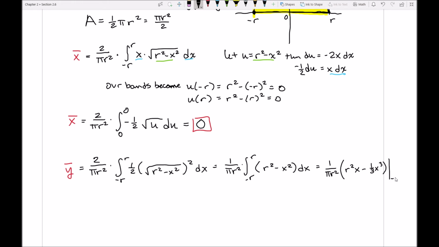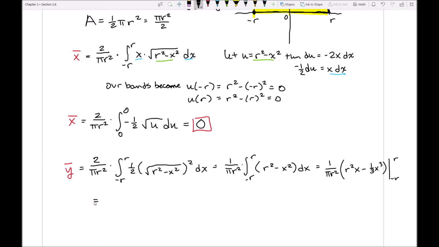And I would need to evaluate that from negative r to r. Again, notice here I don't get something like a 1/3 r cubed because r is not the variable x. If this was, say, the number 7, then it's just, what's the antiderivative of 7 squared? Or what's the antiderivative then of 49? And the answer to that would just be 49x. It's just that same number multiplied by x. Now I have to evaluate it from a to b.